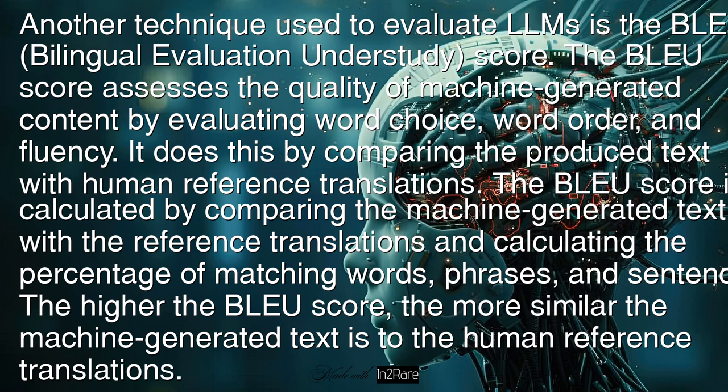Another technique used to evaluate LLMs is the BLEU (Bilingual Evaluation Understudy) score. The BLEU score assesses the quality of machine-generated content by evaluating word choice, word order, and fluency. It does this by comparing the produced text with human reference translations. The BLEU score is calculated by comparing the machine-generated text with the reference translations and calculating the percentage of matching words, phrases, and sentences. The higher the BLEU score, the more similar the machine-generated text is to the human reference translations.